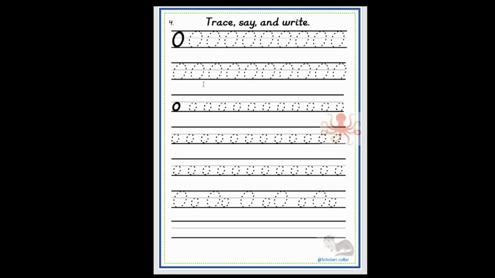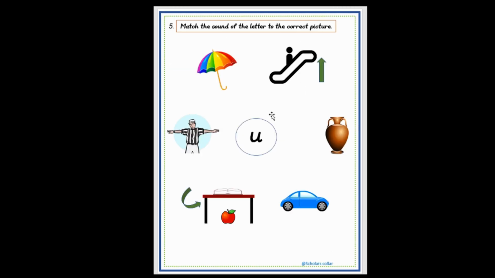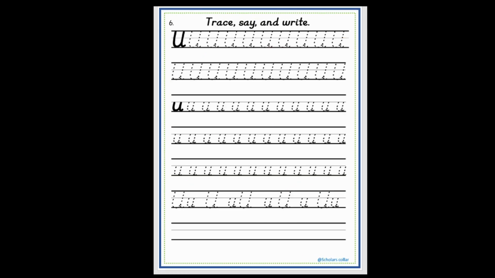Next, the same way like we had the G sound, you're going to trace the capital and small U. Then U is a little challenging because you don't have a lot of words with the U sound, but in this case we have umbrella, up, urn, umpire, and under. So car is the only object that's not going to match the sound of U.